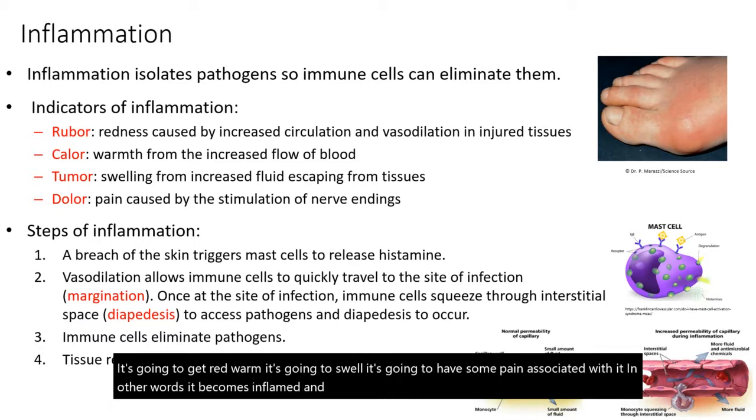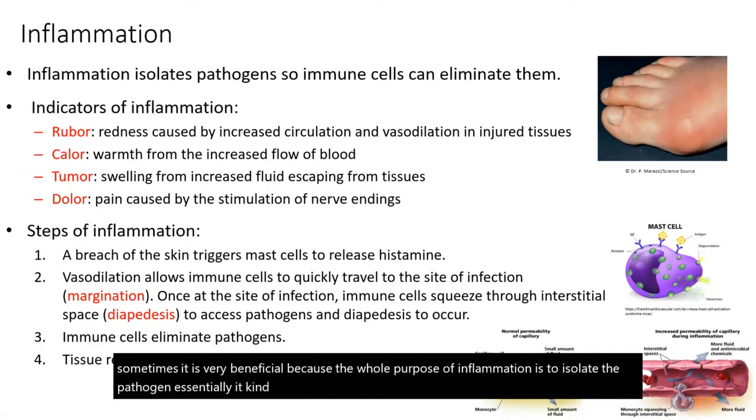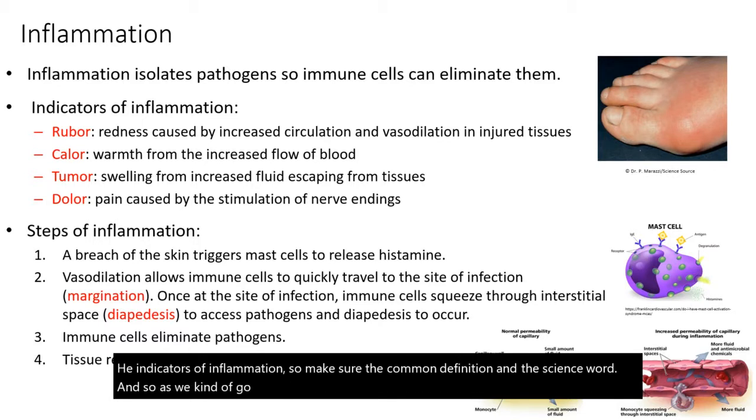And even though it's kind of an annoying process sometimes, it is very beneficial because the whole purpose of inflammation is to isolate the pathogen. Essentially, it quarantines them so that our phagocytic cells can get to them and eliminate them, okay? As I just mentioned, there are a few key indicators of inflammation, so make sure you know the common definition and the science word.